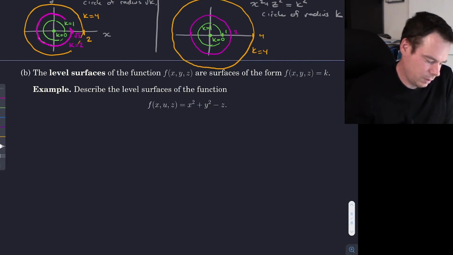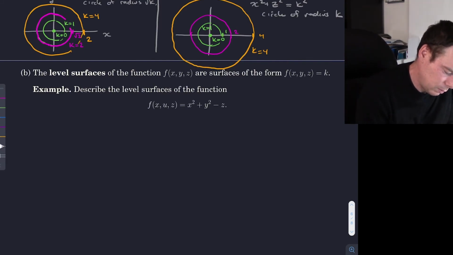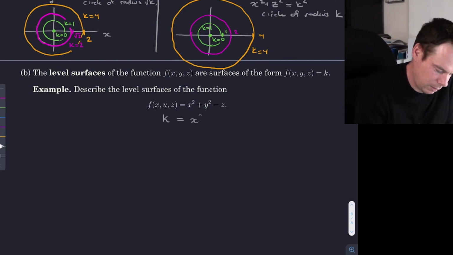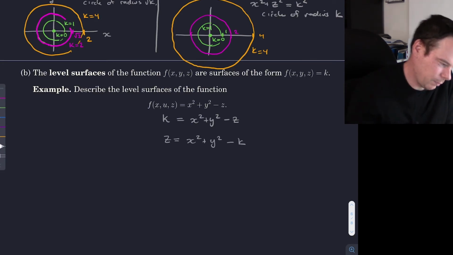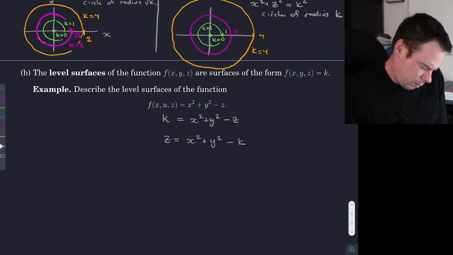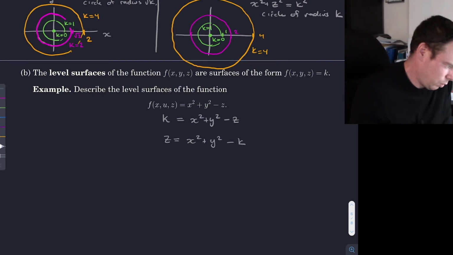Describe the level surfaces of this function. So what we're going to do is fix our output variable to be a constant. We're going to say it's constant k. So that's x squared plus y squared minus z. I'll rearrange this a little bit. Maybe I'll push the z to one side. This is z is equal to x squared plus y squared minus k. And let's see, did I get that fine? That all looks good.